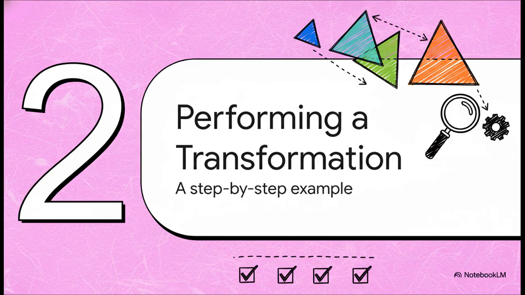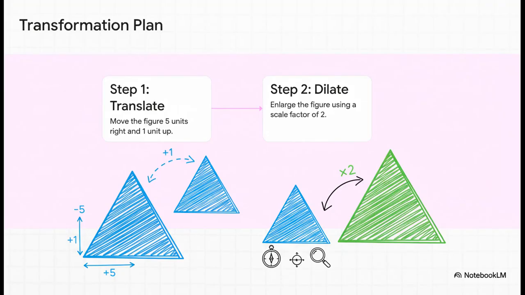Okay, theory is great and all, but let's actually see this in action. We're going to perform a similarity transformation, following that recipe step by step. Here is our plan. We're starting with a triangle, and we're going to do two things to it. First up, a rigid motion. We'll translate it or slide it 5 units to the right and 1 unit up. Then, step 2, a dilation. We're going to make it bigger, with a scale factor of 2.